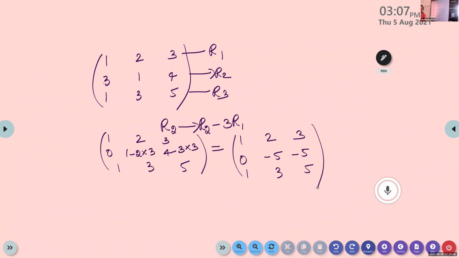Is it clear, children? Is it okay? What we do here, we want this entry to be made 0. Second row, first column to be made 0. For that, we multiply the first row throughout by 3 and we subtract it. When we subtract it, plus 3 and minus 3 will get cancelled. Is it okay? Is it clear?